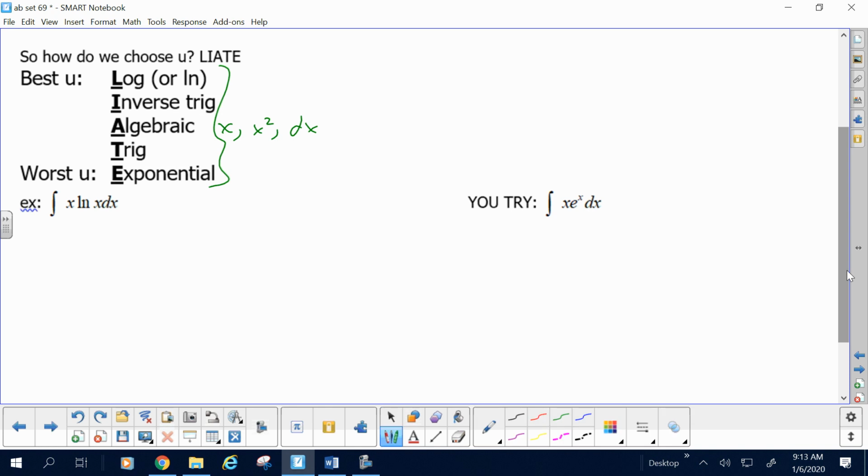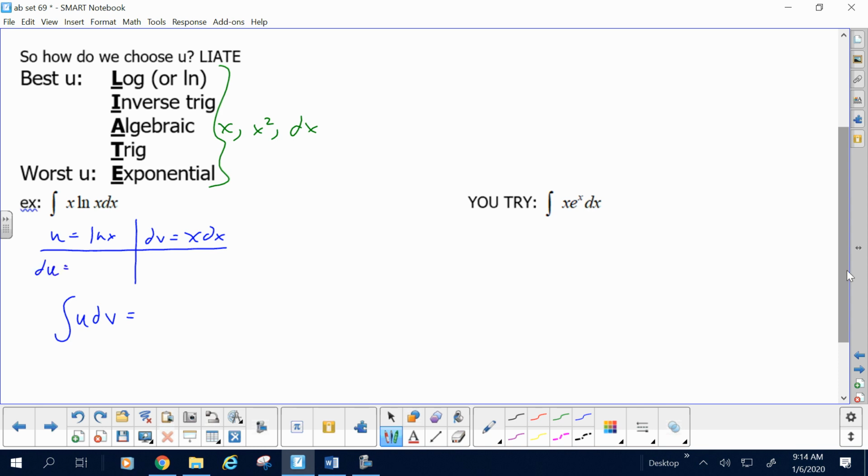Now, let's go with our choice. If the best u is natural log, then in this case, we're going to let u equal natural log. And therefore dv, remember, the whole formula is that the original problem is a u and a dv. So in the original problem, you have to figure out, all right, what's u, what's dv? And we chose u as log, which means dv is everything else. And so, x dx.